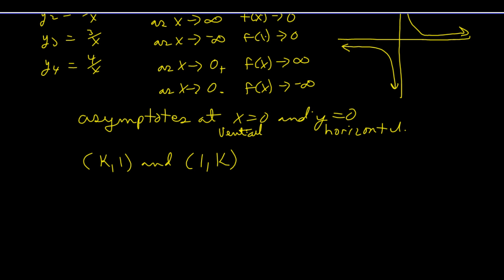On the negative side, if I look at that, I will see that when it goes through negative k, it will be negative 1. And when x is negative 1, it'll be negative k. So that will give me 4 points that I can graph in trying to graph one of these. So what I would like you to do now is on a piece of graph paper, graph y equals 3 over x.